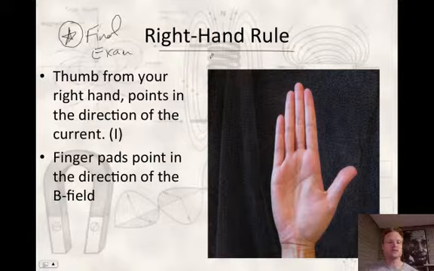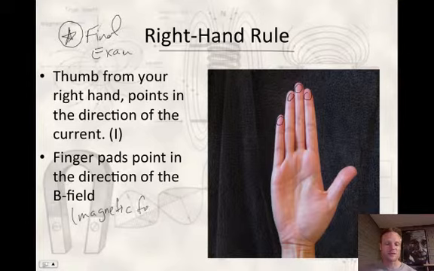So what you do is the thumb of your right hand, hence the name right-hand rule, points in the direction of the current, which is typically I. If you remember from Ohm's law, current is I. The thumb of your right hand points in the direction of the current, and the finger pads of your hand, which in this picture are the dude's finger pads right here, point in the direction of the B field, which again, what is the B field? That is the magnetic field. And I'm going to do a practice problem with you in the next slide.